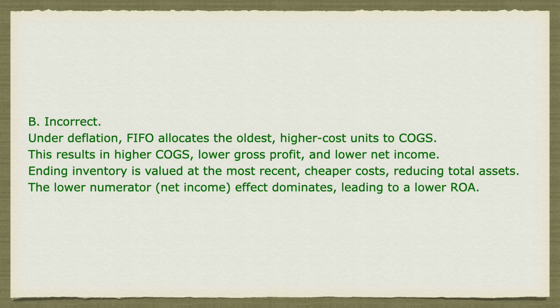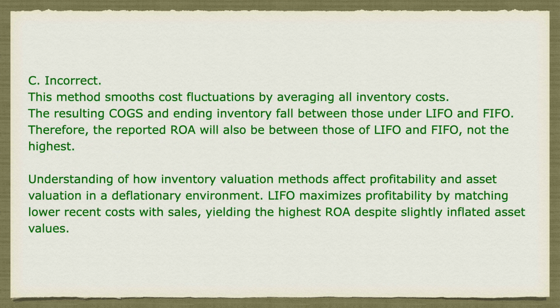B. Incorrect. Deflation under FIFO results in higher COGS, lower gross profit, and lower net income, reducing ROA. C. Incorrect. The method averages inventory costs, resulting in COGS and ending inventory between LIFO and FIFO, and a ROA between the two. LIFO maximizes profitability in deflationary environments by matching lower costs with sales, despite slightly inflated asset values.